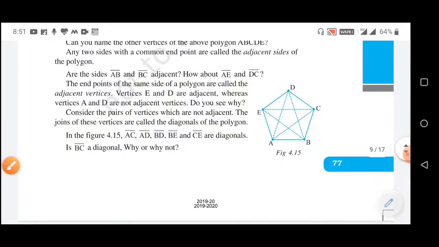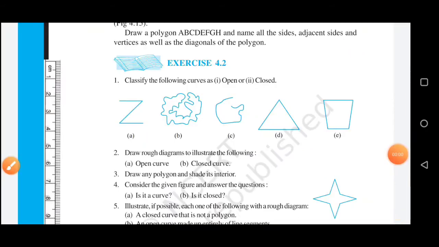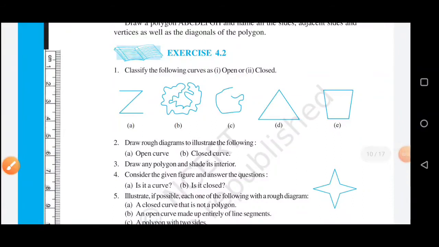Now diagonals are what? If we join the non-adjacent vertices, then we will get diagonals. So here if we join EC, these are not adjacent, so if we join E and C, we will get a diagonal. If we join DA, not adjacent vertices, so we will get a diagonal. BD diagonal, AC diagonal, EB diagonal.